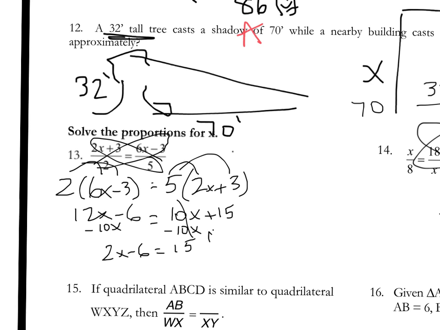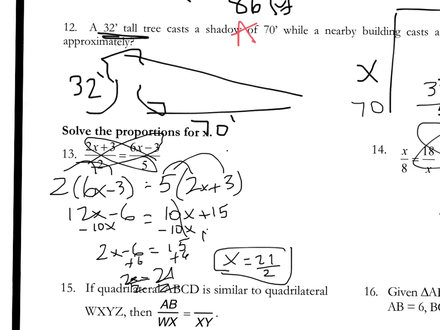Okay, and now I'm going to add 6, so I get 2x equals 21. Divide by 2, I get x equals 21 over 2. Okay. Let me just erase a little part of there. Good. 21 over 2. Okay.